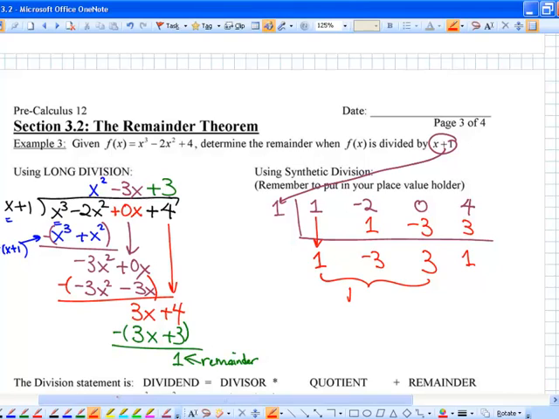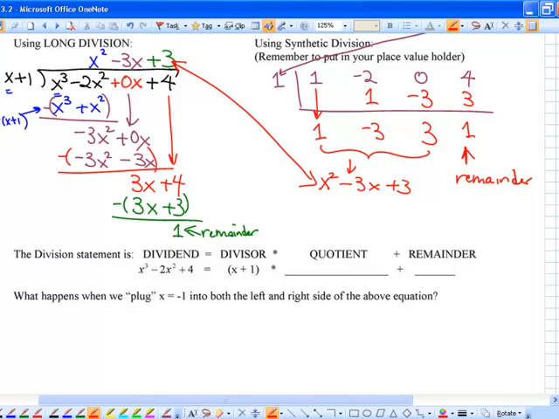Coefficients, right? x squared minus 3x plus 3 looks the same to me. Remainder, right? Looks the same to me. That's good. So let's write out this division statement. It's the dividend of x cubed minus 2x squared plus 4 equal to the divisor, x plus 1, times the quotient, which we now know is x squared minus 3x plus 3, and the remainder, yes, of 1.